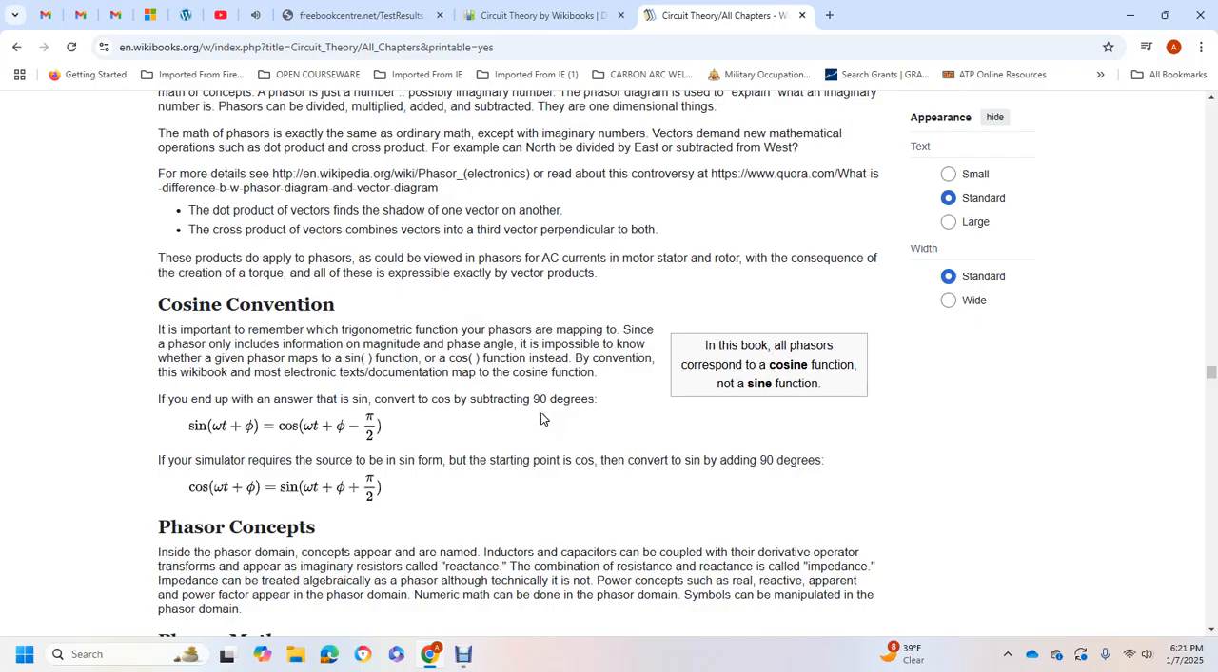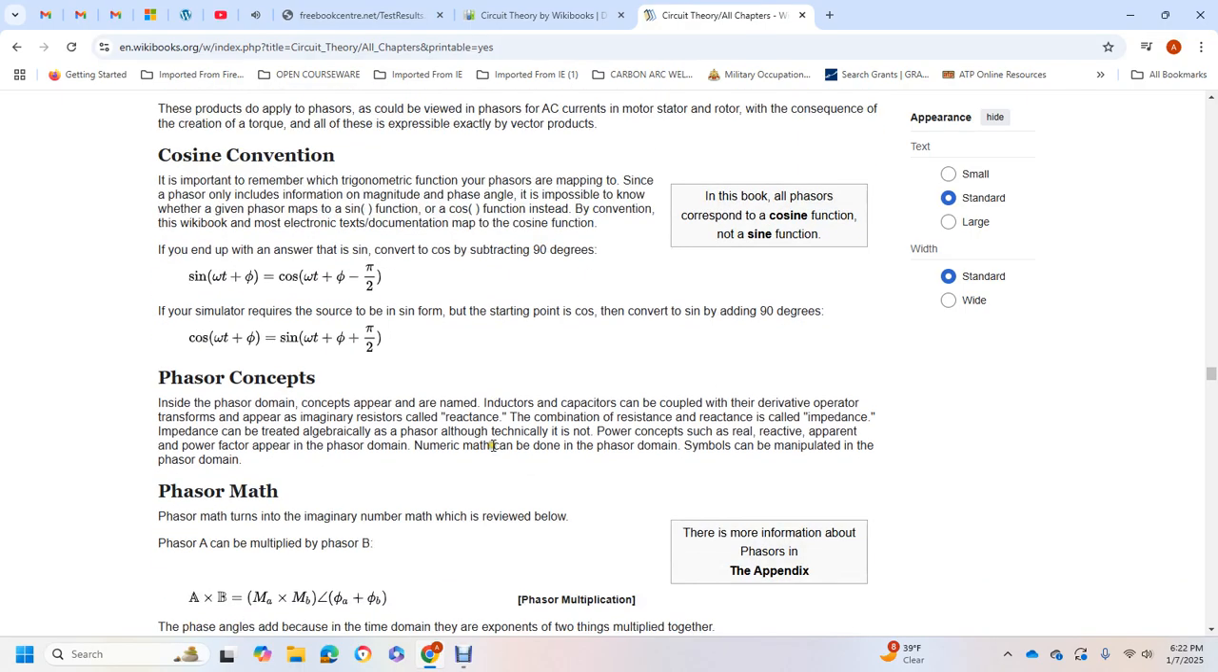Cosine convention. It is important to remember the trigonometric function that the phase maps to. From the phase information and magnitude alone, it is impossible to know whether a given phase maps to the sine function or the cosine function, instead of the convention. The Wikibook's electrical text documentation maps to the cosine function. In this book, all phases correspond with the cosine function, not the sine function. If you have the answer in cosine form and need sine, subtract 90 degrees. Similarly, if the source requires sine form, starting with cosine, convert to sine by adding 90 degrees.